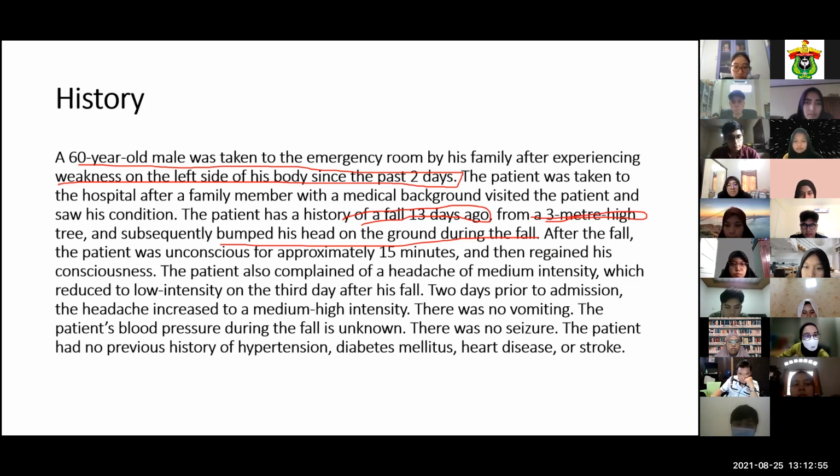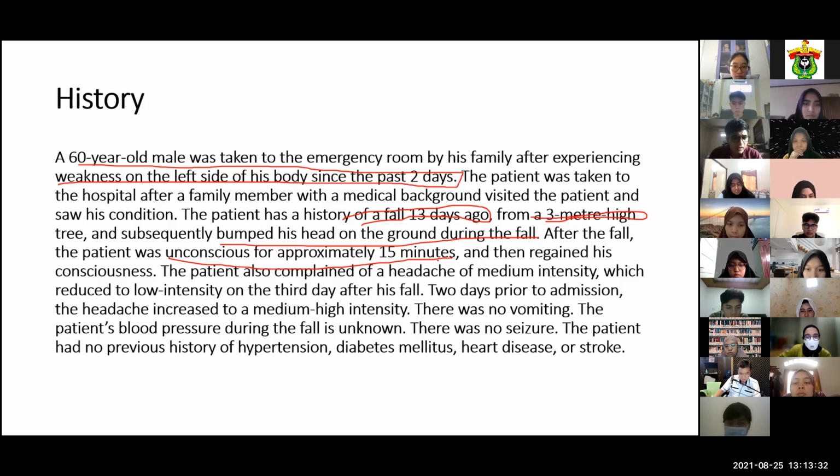Okay, can you give me another word, Max, that you think is very important? The fact that he fell unconscious for around 15 minutes. Okay, so he was unconscious for around 15 minutes. Yep. One more maybe, before we move to the physical. He complained of a headache of medium intensity, which then reduced to low intensity after 3 days. Okay. And then what happens afterwards to his headache?